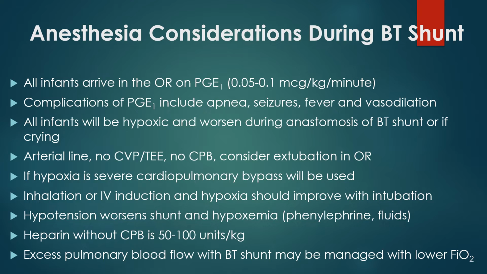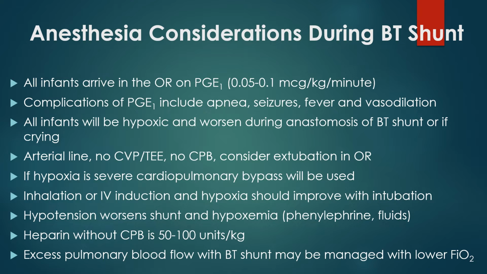All infants are going to be hypoxic and worsen during the anastomosis of the BT shunt or if crying. So when you start putting clamps on the pulmonary vessel to tie the BT shunt in, you're going to get even less pulmonary blood flow. You end up having a little bit more cyanosis. An arterial line is essential, obviously on the left side. No CVP or TEE, no bypass circuit.